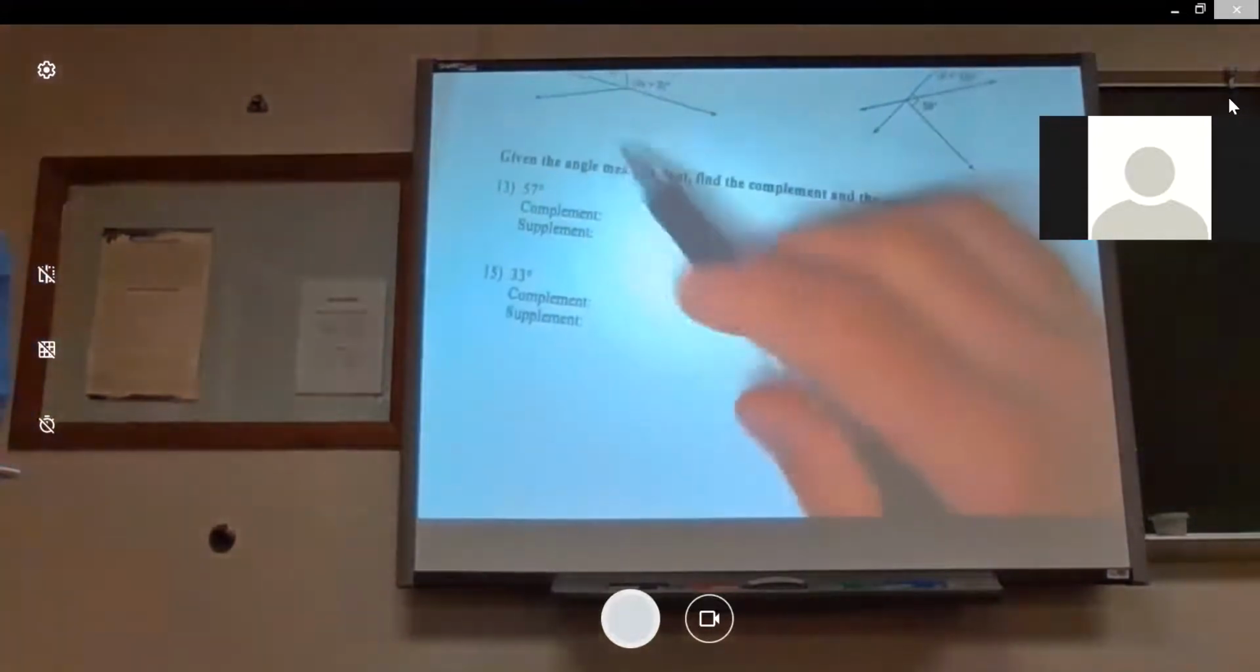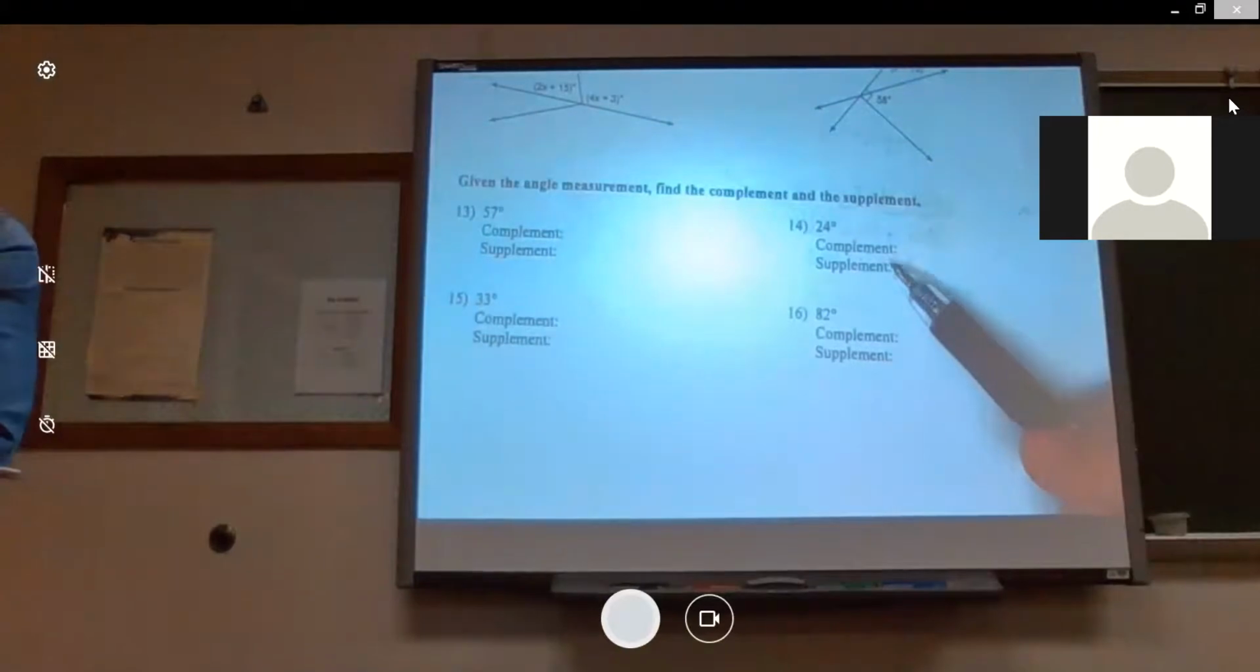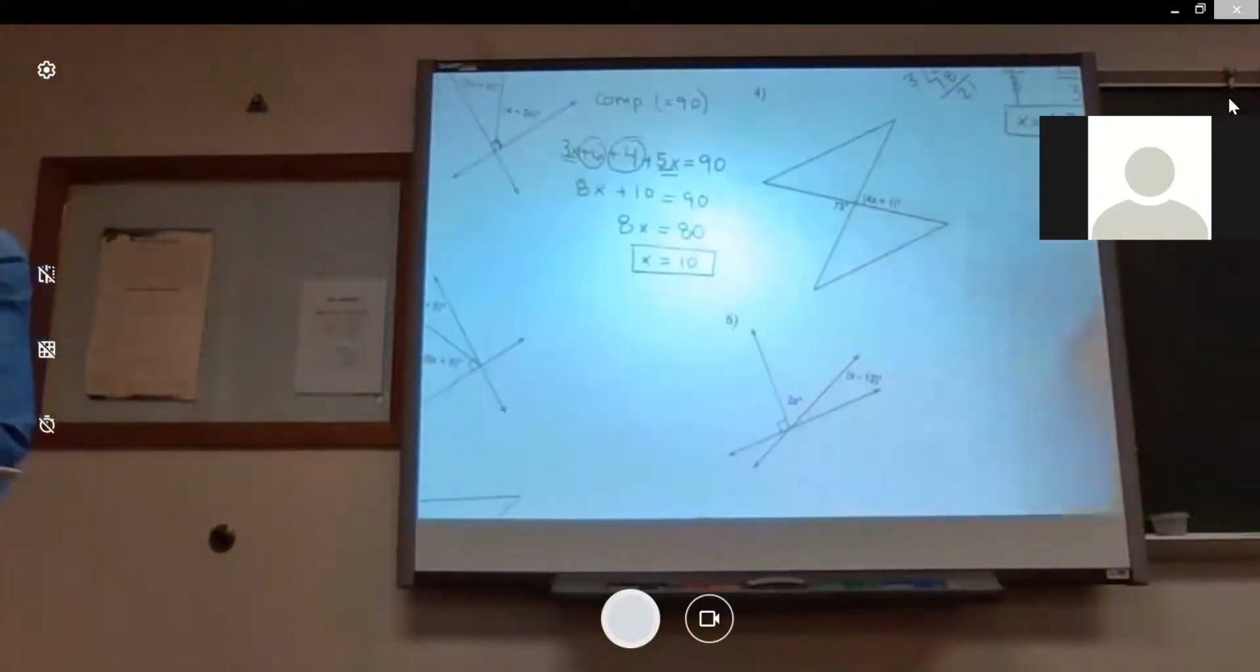It does go on to the back, and on the back, I like this too. So if you have a chance to look at this, here's an angle. What's the complement? What's the supplement? Okay, what will make it, what adds up to 90? What adds up to 180? So I'll give you some time to work, and then we'll pick it up there, and we'll just keep going.